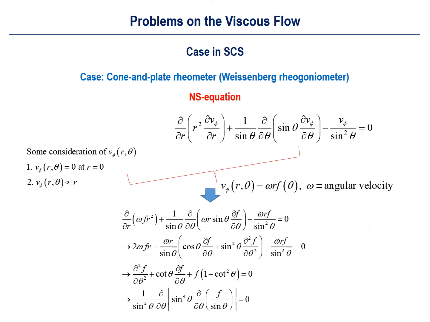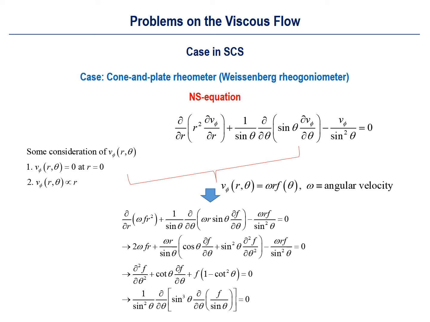Before solving this ordinary differential equation, let's think about some situations. First of all, let's think about the velocity profile component phi at the r equal to 0 position. What would it be? There will be no movement, and the velocity should be 0 at the position where r is equal to 0. And considering the rotation, the velocity will be proportional to the distance from the position to the origin. And therefore, the velocity in the phi direction will be proportional to r, right?